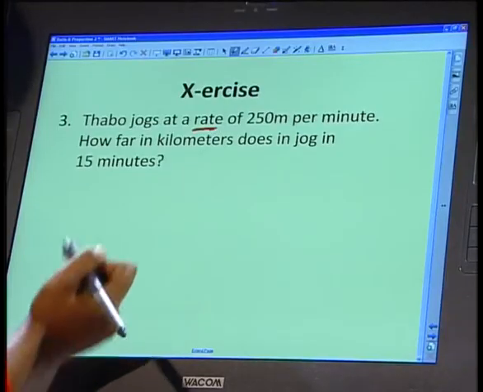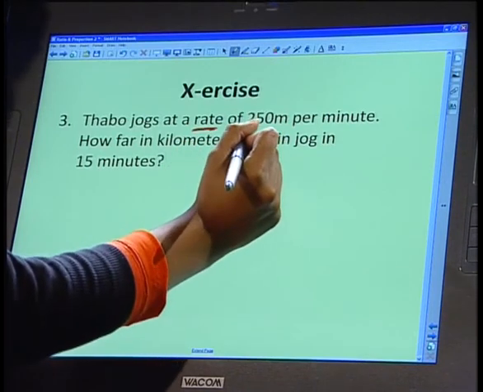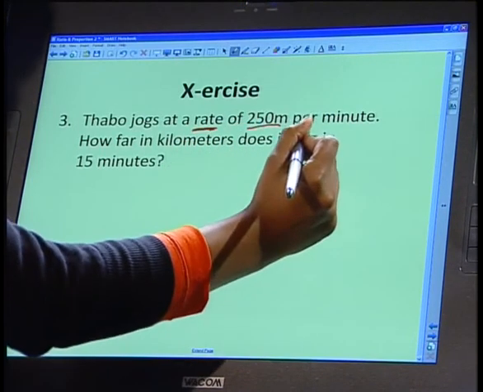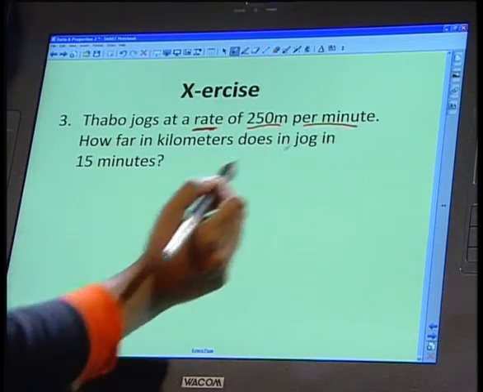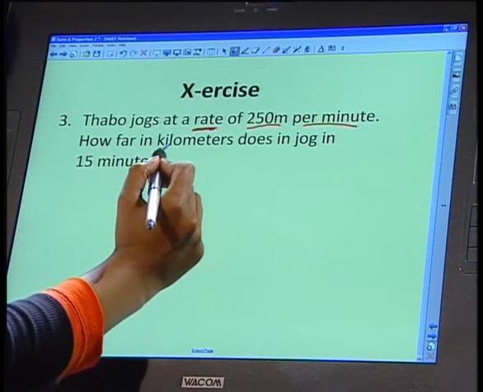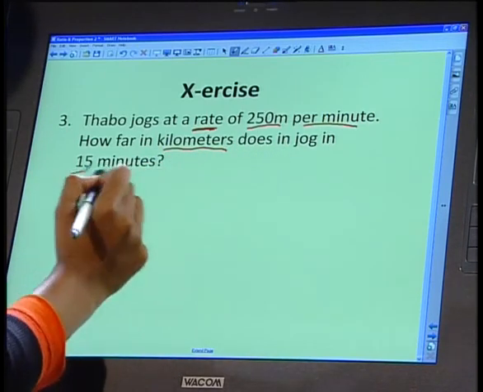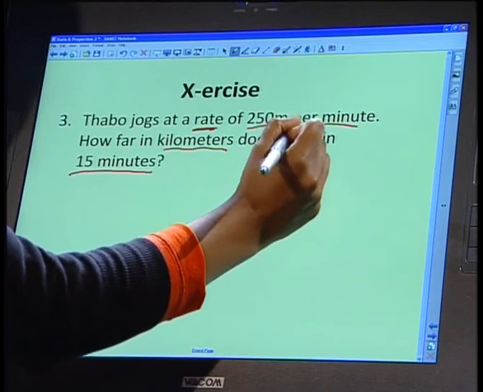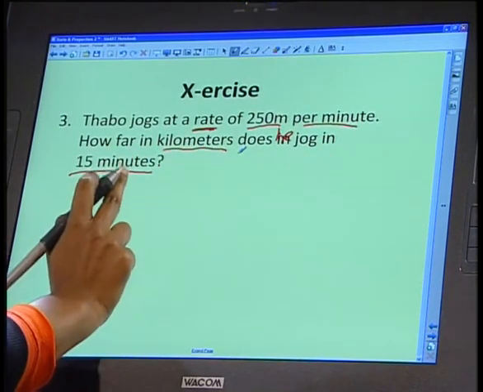So with exercise 3, it also is a rate question. We are told that Thabo jogs at a rate of 250 meters per minute. So that's the rate at which Thabo is jogging. They want to then know how far in kilometers does he jog in 15 minutes. So we want to know how far in kilometers will he jog in 15 minutes.